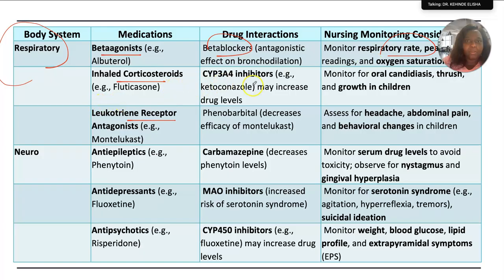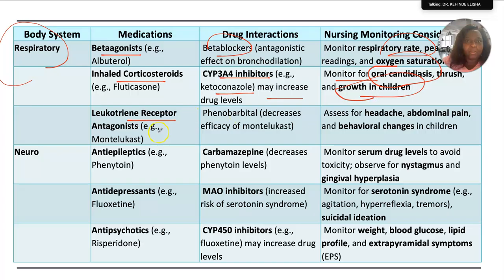With inhaled corticosteroids, when we combine with any of the CYP3A4 inhibitors, which is a drug-drug interaction, it can inhibit the metabolism of our drug and raise the level of the drug to a toxic dose. Example, ketoconazole can increase the drug level to a toxic dose. So we have to keep an eye on that. Now, what about monitoring? Anytime somebody is on an inhaled corticosteroid, they have a chance of having what? Oral candidiasis, and of course thrush, and then you also have to watch out for growth in children.